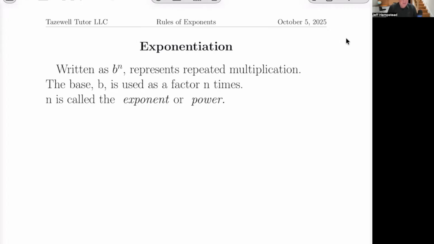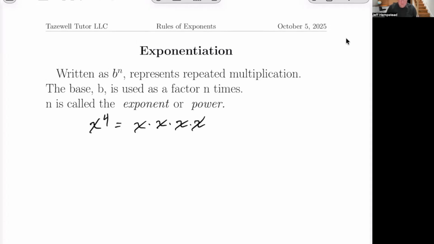B is going to be our base. We're going to multiply b by itself a certain number of times, n times. N is our exponent. x to the fourth power: x is the base, 4 is the exponent, and we're showing that we're multiplying x times itself 4 times.